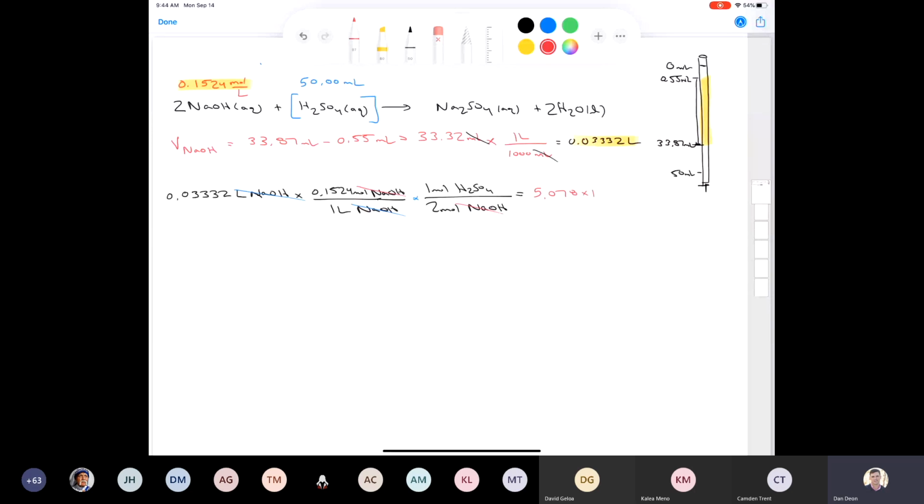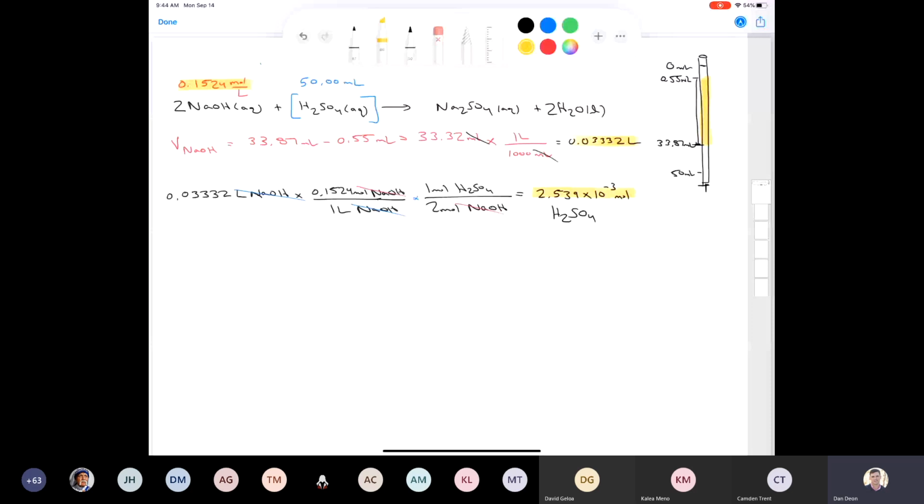5.078 times 10 to the negative 3. No, that's not right. We end up with, that's 2 times as much, isn't it? We end up with 2.539 times 10 to the negative 3 moles of H2SO4. I want you to think about what we've got now.